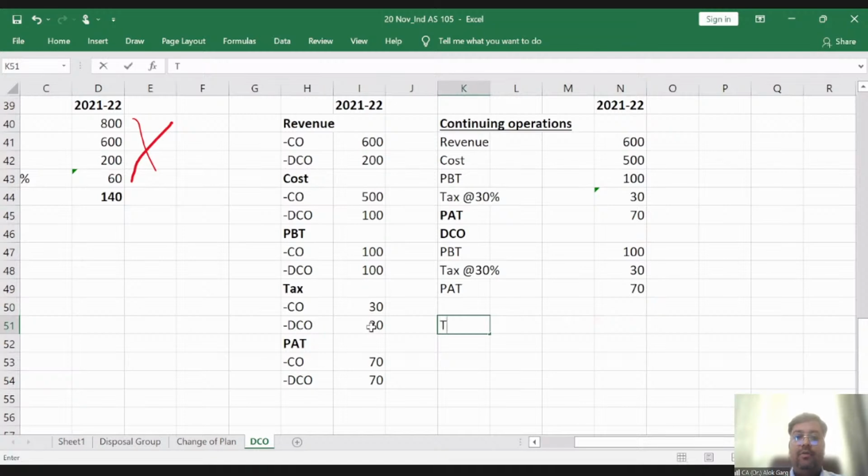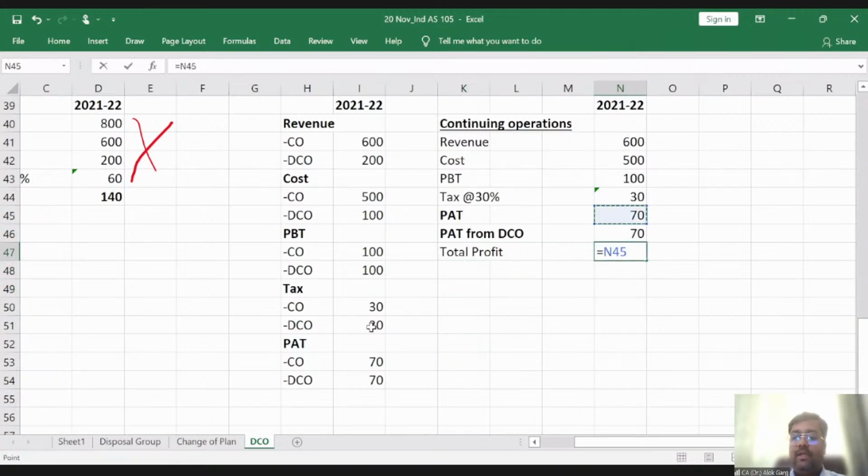Then your total profit. Or even you can just put the PAT also. Let's say just put the PAT. Simple. PAT from continuing operations, and this is PAT from discontinued operations, which is 70. Total is this. And for DCO, let's refer note XX. In the notes to accounts, just give a complete P&L of discontinued operation.